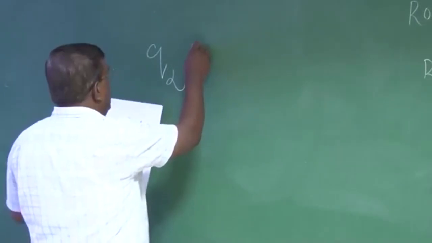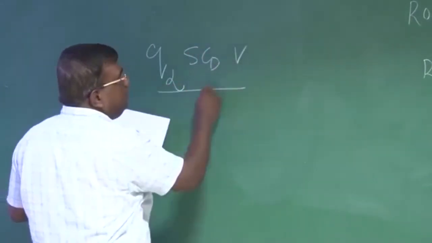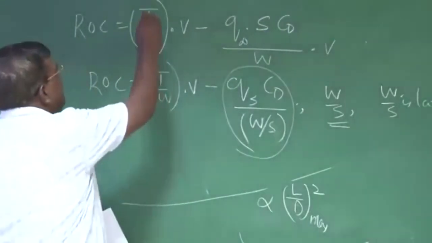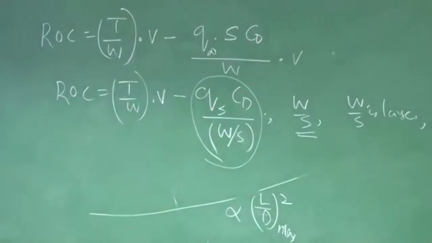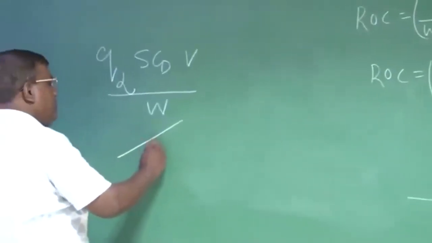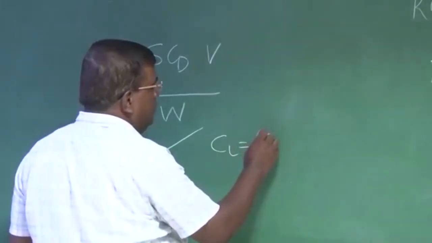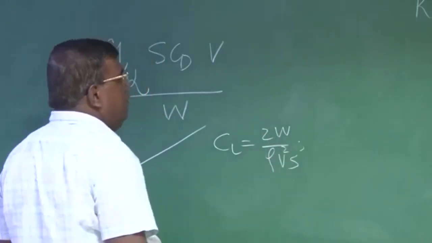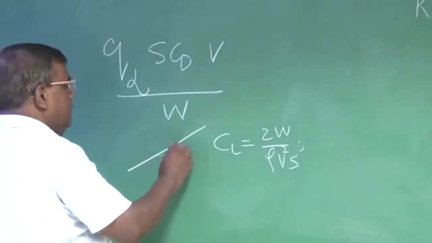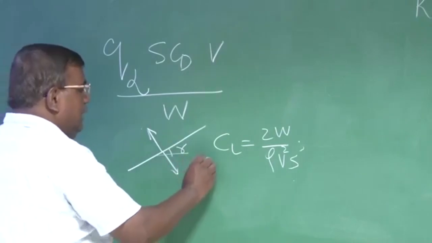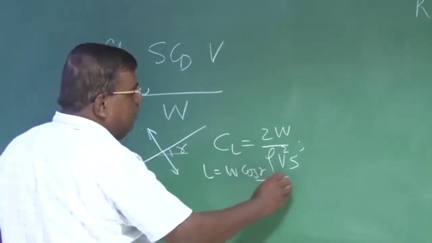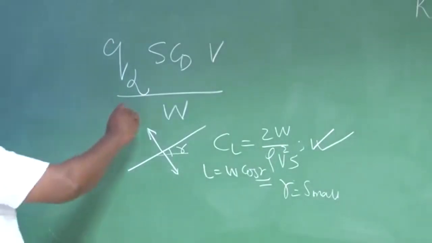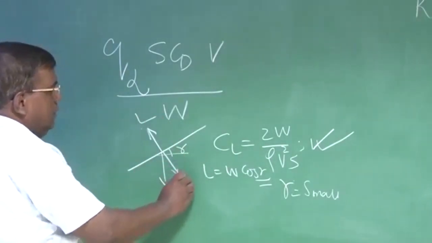Q infinity S CD V by W, and that is the expression I'm talking about here. Because here T by W into V is there, and here CD is there, so I'm first attacking that term. During climb, I am assuming that CL equals 2W by rho V square S. That is, lift equal to weight. But you understand that lift is not equal to weight; lift is actually equal to W cos gamma. I'm assuming gamma small, a small climb, so I'm taking liberty of writing CL as this.